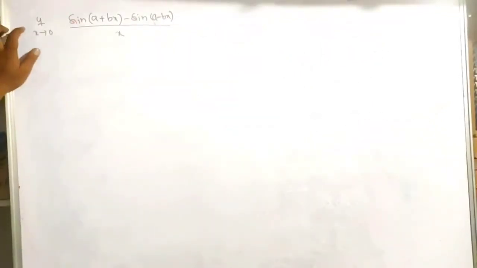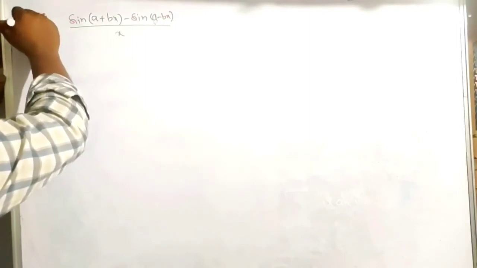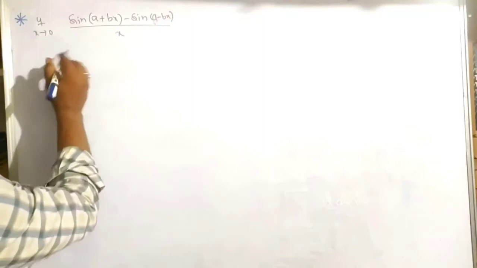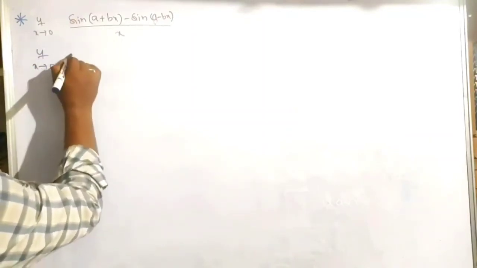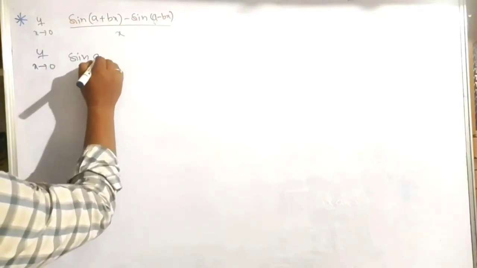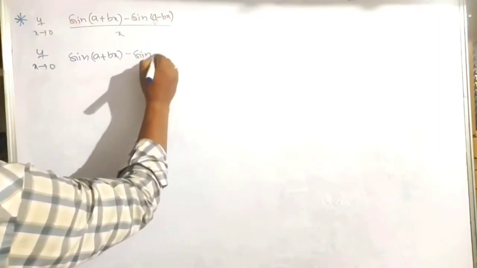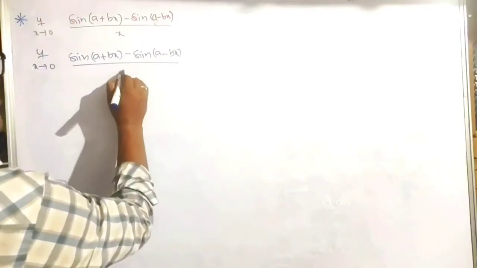Okay friends, next: limit as x tends to 0 of sin of (a plus bx) minus sin of (a minus bx), by x. This is one of the important questions. It came a number of times in examinations. So here, limit as x tends to 0 of sin of (a plus bx) minus sin of (a minus bx) by x we have here.